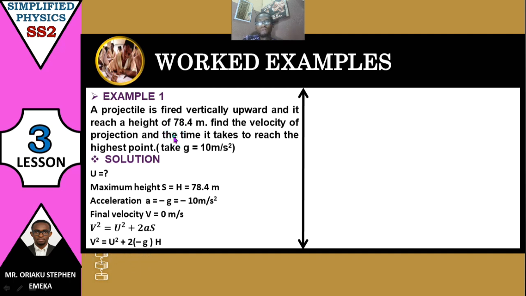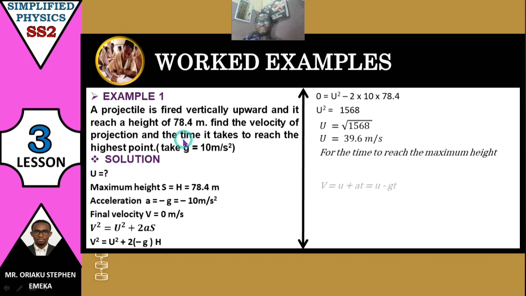Once we input our values, we know that 0 is equal to u squared minus 2 times 10 times 78.4, and this is going to give us u squared is 1568 mathematically. You square root both sides. So our u, the initial velocity at which the body was projected, is 39.6 meters per second. Make sure you always write the unit.